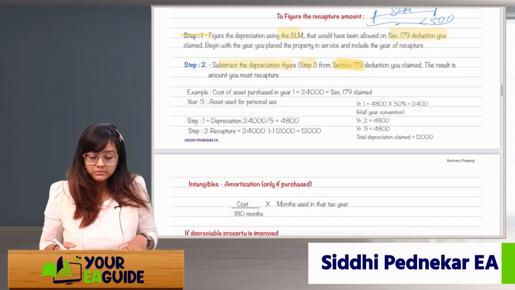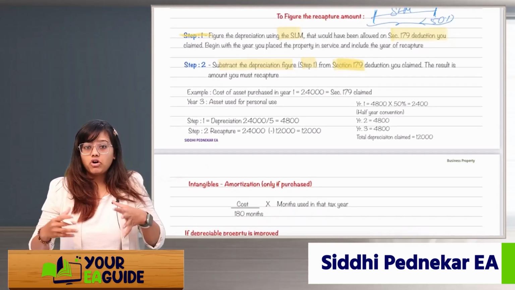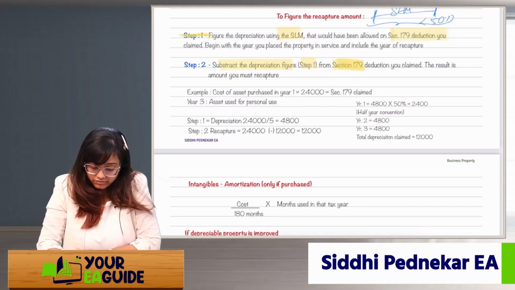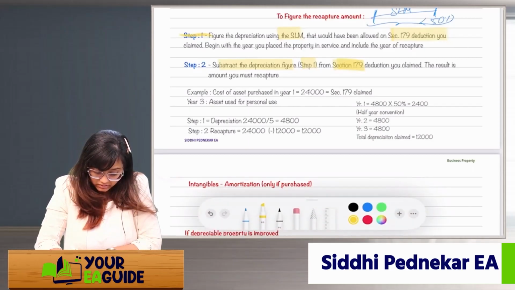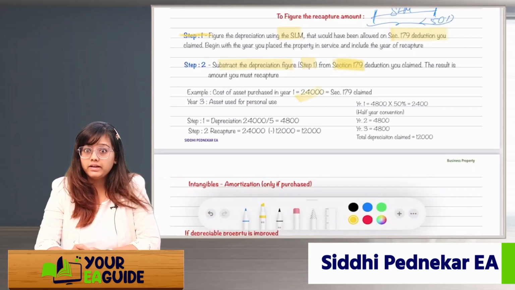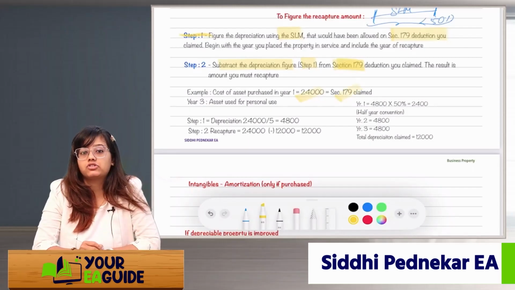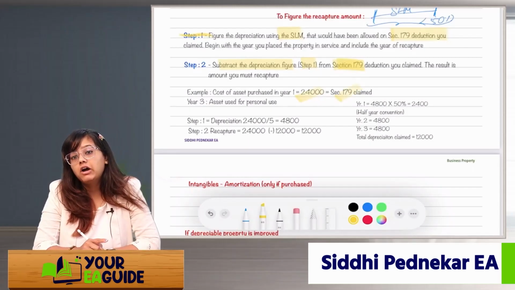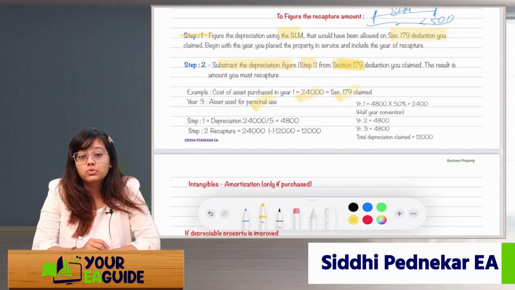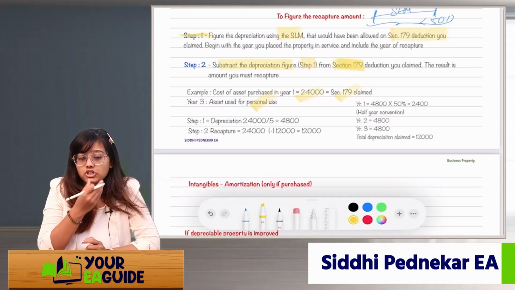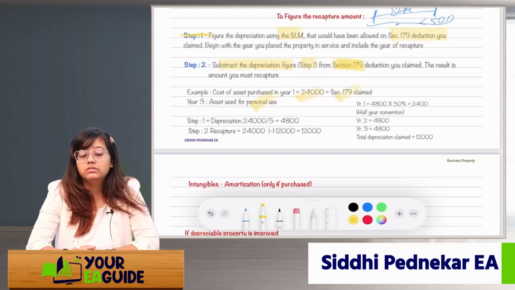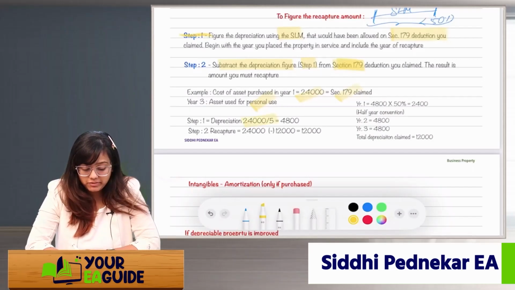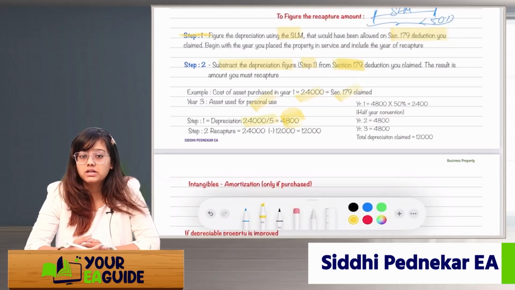Let's see one example. For example, if the cost of the asset you are purchasing in year 1 is 24,000, and in year 1 itself you have claimed the 179 deduction. In year 3, now you are using this asset for personal use. What you will do, first you will see that 24,000 was the cost. The class life is, for example, 5 years. So 24,000 divided by 5, 4,800 is my SLM depreciation.